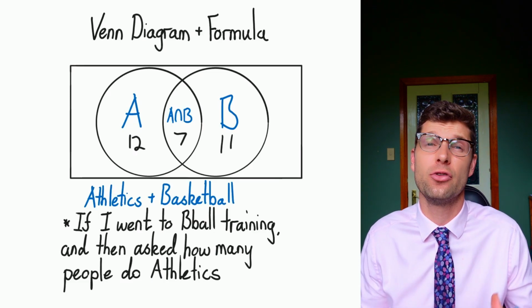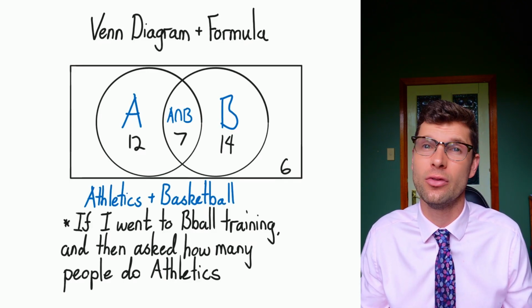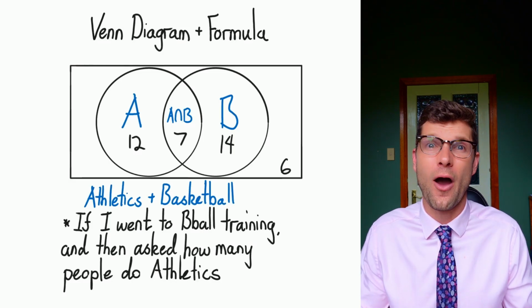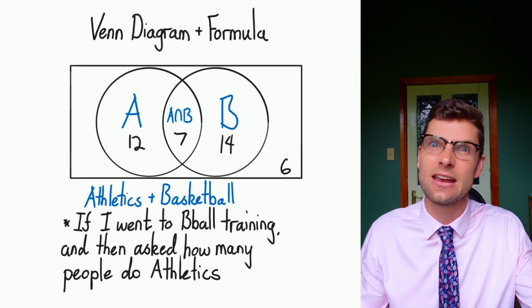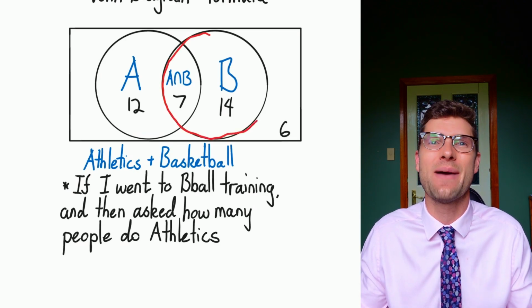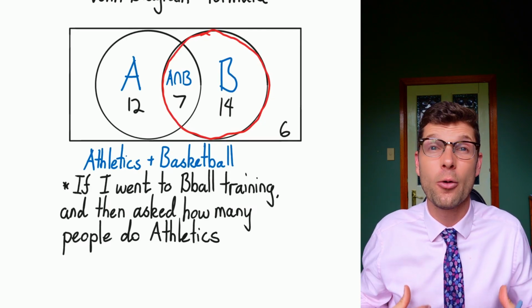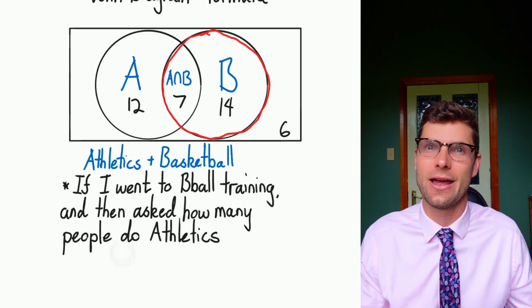I've got 7 people that do athletics and basketball, 14 people that play basketball only, and 6 that do neither. So if I'm at basketball training, just think about it. There's only going to be 21 people in the gym at that time. They're the only people that I'm now sampling from. And I want to know how many of these guys do athletics.